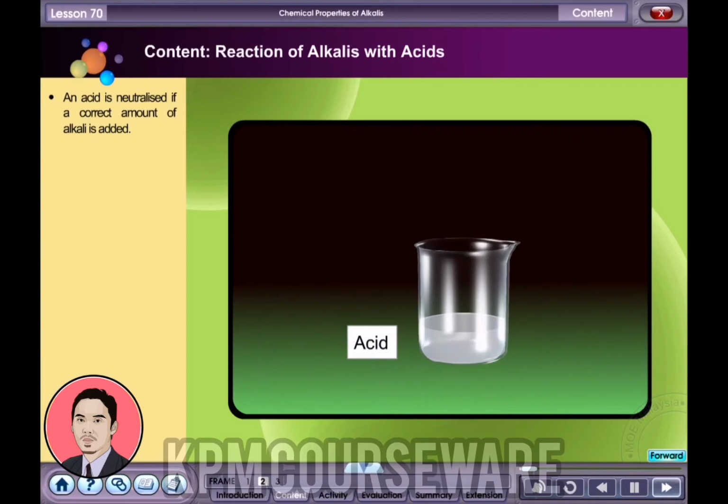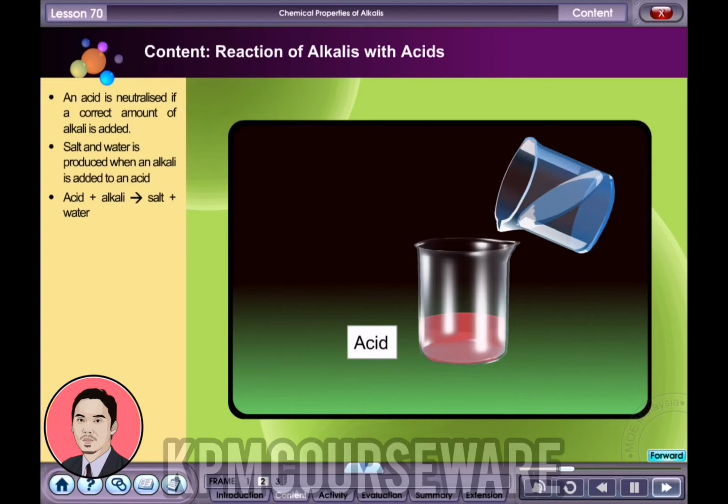What happens if an alkali is added to an acid? Let's find out. This is a beaker of acid. Add 2 drops of universal indicator. Universal indicator turns red in acid. Why do we add universal indicator? Yes, universal indicator will tell us any changes in the pH of the acid.